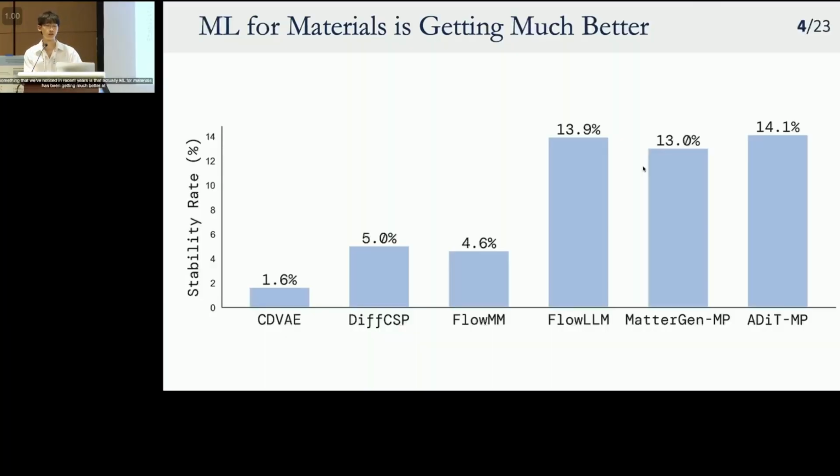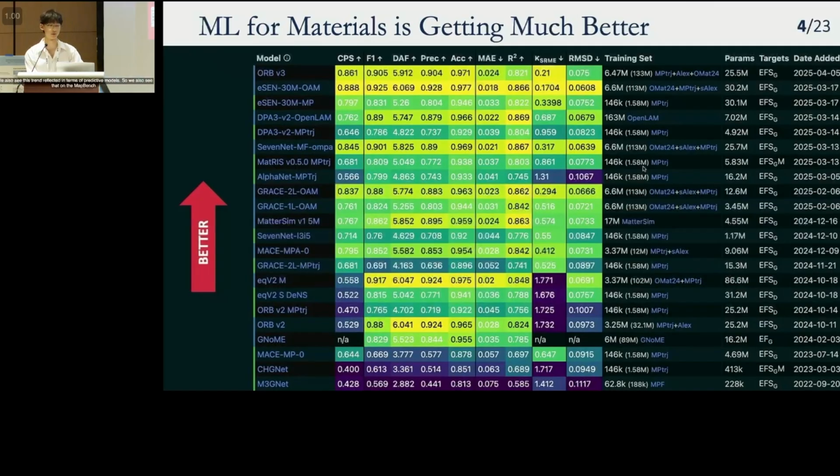Something that we've noticed in recent years is that ML for materials has been getting much better at a pretty rapid rate. A few years ago, with things like CDVAE, we were at roughly 1 to 2% stability rate, whereas recently with models like the all-atom diffusion transformer, we're getting that number up to around 14%. We also see this trend reflected in predictive models. On the MatBench Discovery benchmark, over the past few years these numbers are getting much, much better, and we're almost close to DFT-level accuracy in terms of these pseudo-potential models.